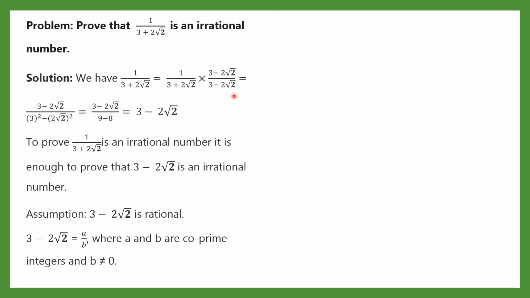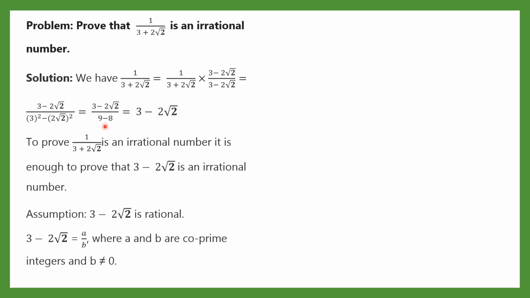The product of denominators, 3 plus 2 root 2 into 3 minus 2 root 2, looks like a plus b into a minus b. You can apply the a square minus b square formula. That's 3 whole square minus 2 root 2 whole square. 3 whole square is 9 directly. 2 root 2 whole square is 2 square, which is 4, and root 2 whole square is 2. 4 into 2 is 8. That's why 9 minus 8. So we get 3 minus 2 root 2 by 9 minus 8, which is 1.